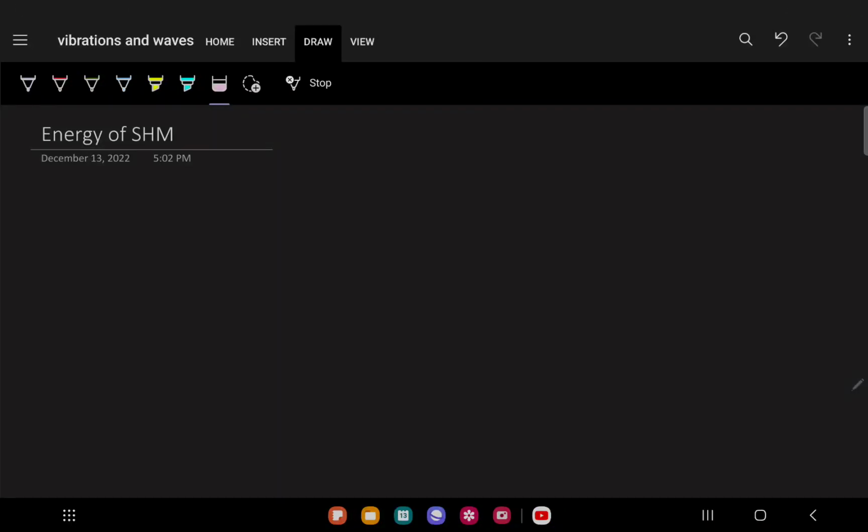Today we're going to talk about the energy of a simple harmonic oscillator. In this case, we know that the total energy of a system is equal to the kinetic energy K plus the potential energy U. And our kinetic energy in this case is 1/2 mv squared. And our potential energy in this case, well, what is the potential energy when you stretch a spring?